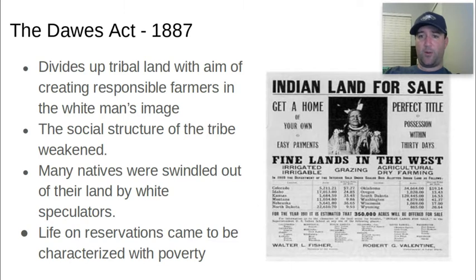And then, farming was not something that the natives took to very well. And because they didn't take to it very well, they end up getting swindled out of their land by white speculators. So basically they lose control of a lot of their lands. And then what ends up being left for the Native American tribes is land that's not very good. It's not farmable. You really can't do much with it. And the reservations end up becoming characterized and stricken with things like poverty.